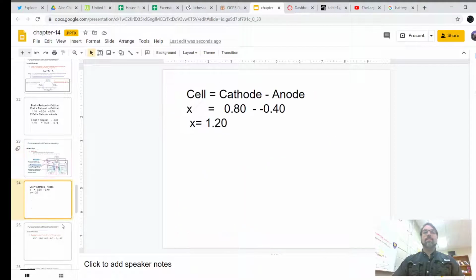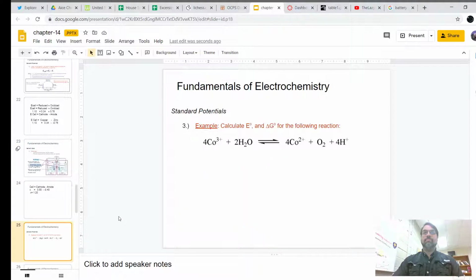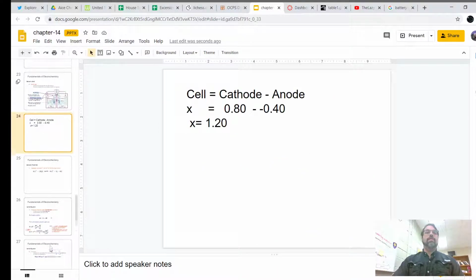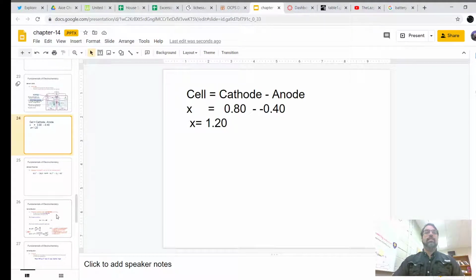And so this is what we're going to be looking for in this particular section, where we're looking for the delta, the cell of the reaction. And we don't need to worry about that.